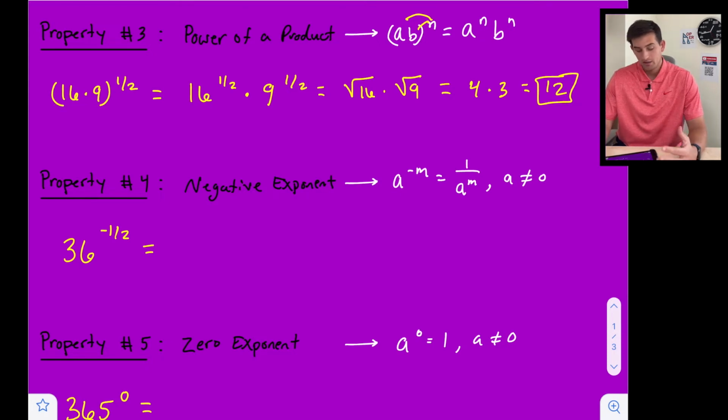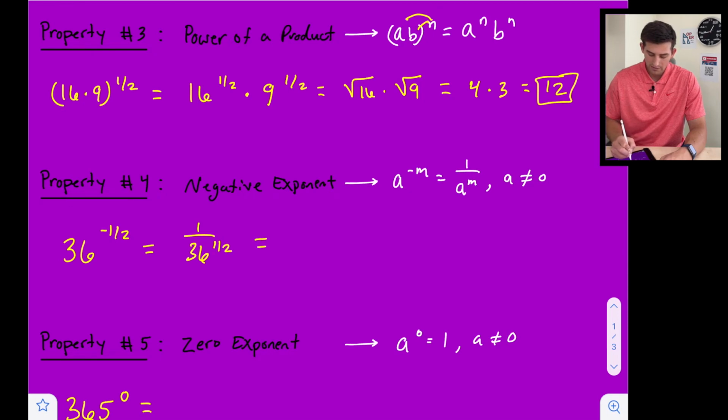And then we're going to take our exponent and it's going to become positive. So our example, 36 to the negative 1/2. So this is going to become 1 over 36. So that's me taking the reciprocal of my base, which is 36. And now instead of negative 1/2, we're going to have a positive 1/2. And that exponent is going to stay with my 36 as I move it to the denominator.